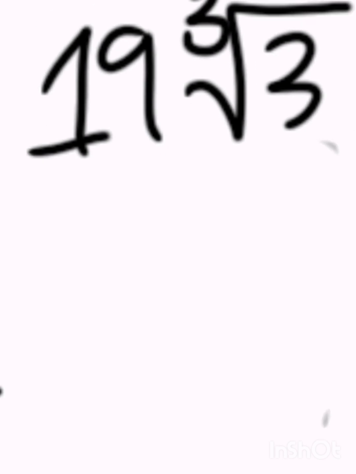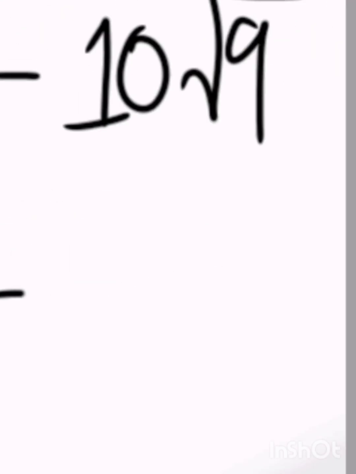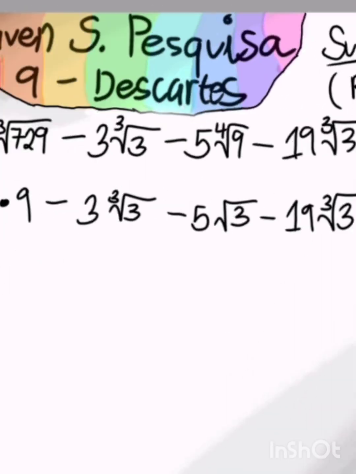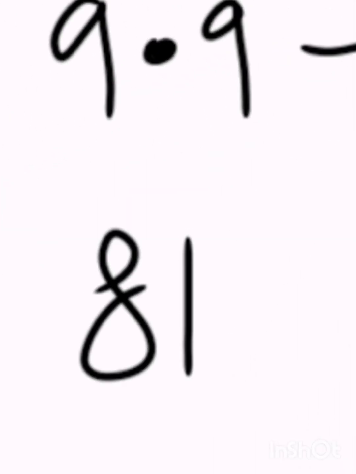Next, for the fourth part, 19 cube root of 3. Over here, there's literally no cube root of 3, so you just have to copy it again. Next, 10 square root of 9. As I said earlier, if it's invisible, you will call it square root because there's an invisible 2. So what is the square root of 9? 3. So we will simply put 3, like that. And then next, it's time to simplify more. 9 times 9 is obviously 81.